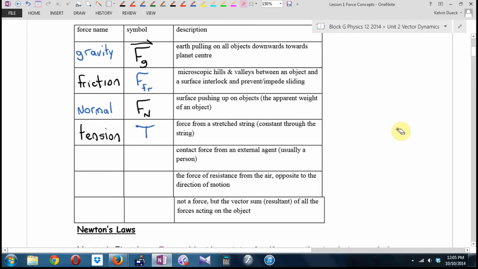What was the contact force from an external agent or outside agent, usually a person? This one's a bit more obscure. This is the one that we called the applied force. We didn't bother drawing what was causing it in the diagram. We just drew an arrow to represent that it was being caused. And my symbol for that, Jordan, is traditionally FAP.